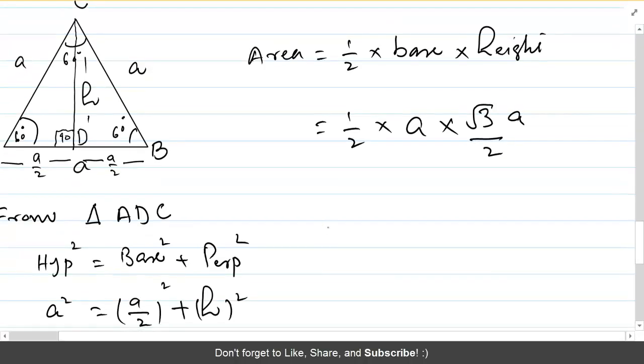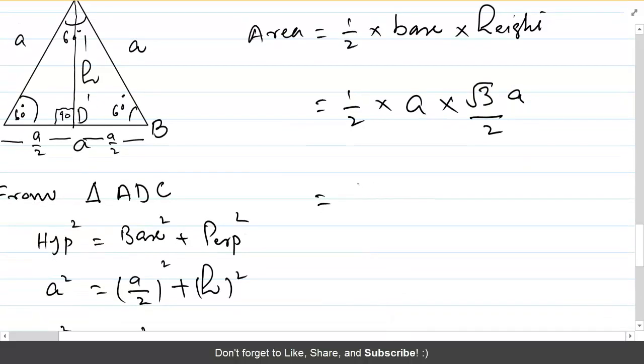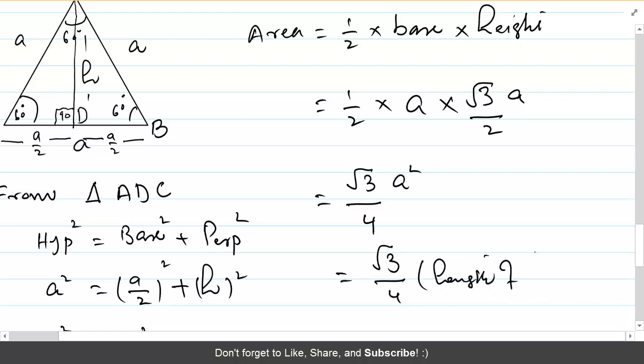So this would be equal to root 3 A square over 4. What is A? A is the length of the side of the equilateral triangle. So the area is root 3 over 4 times the length of the side squared. But remember that this formula is applicable only to an equilateral triangle.